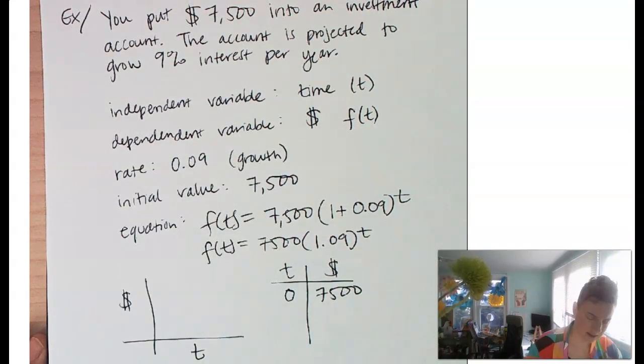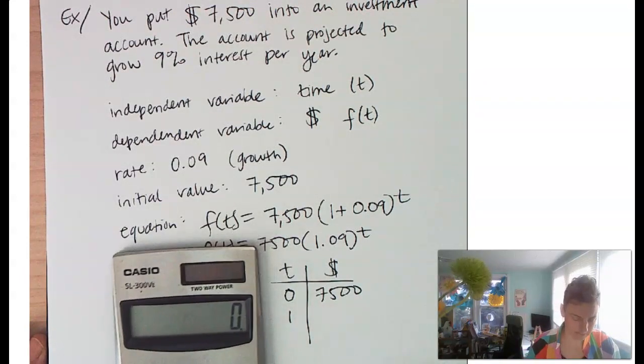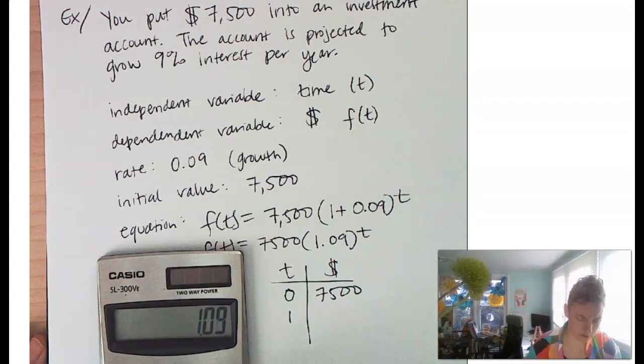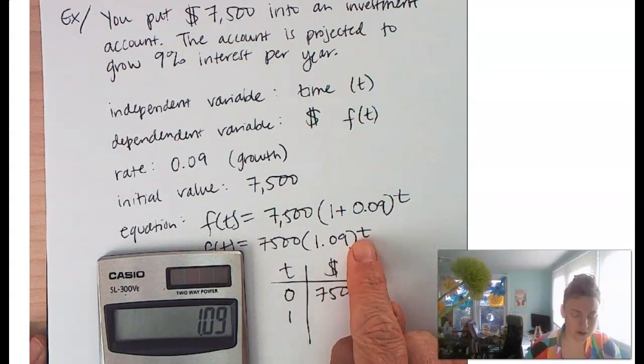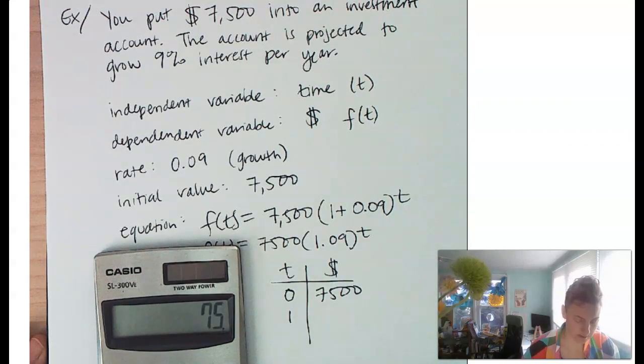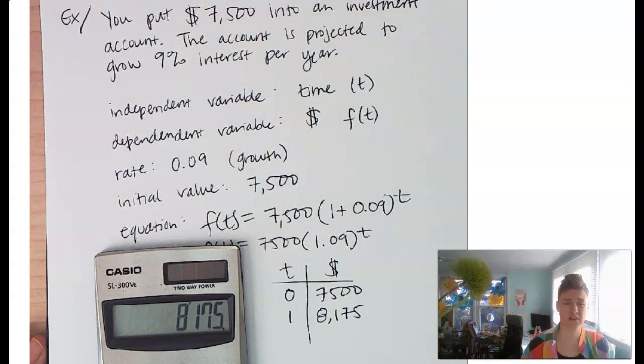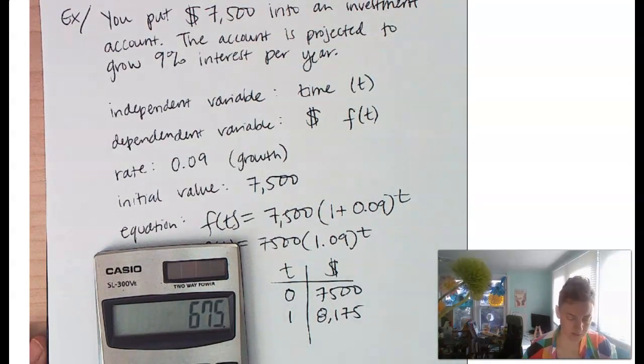7,500. Nice. How about after 1 year? How much money do we have? Well, let's plug it into our handy dandy calculator. We want 1.09 to the t, which I can't actually do on this calculator, but 1.09 to the first power is 1.09. So 1.09 times 7,500 is going to be, and we're up to $8,175 after 1 year. How much money do we make? I mean, $650. Or, sorry, $675.